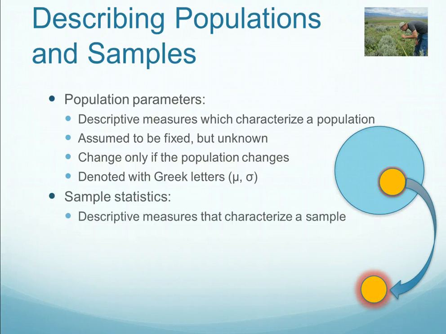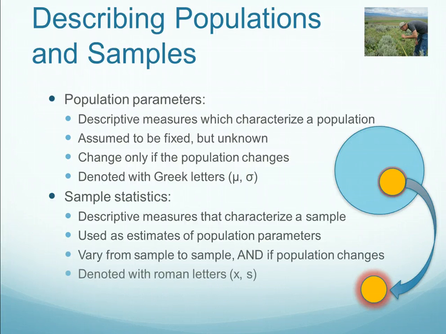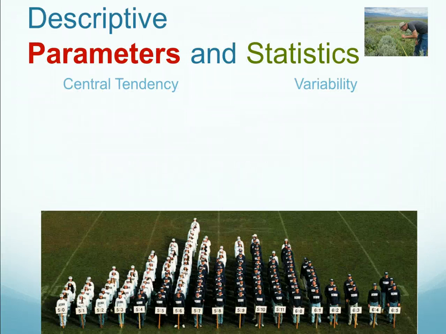Sample statistics mirror the population parameters. They are descriptive measures that characterize the sample. We use sample statistics to estimate population parameters, and they will vary from sample to sample. They also vary if the population changes. We use Roman letters to denote sample statistics.